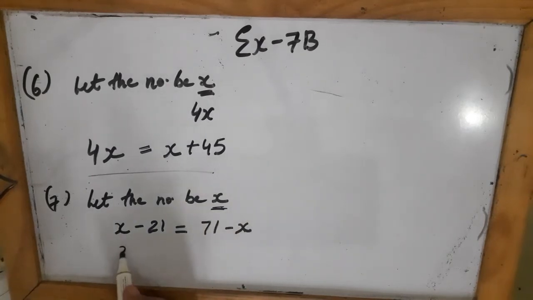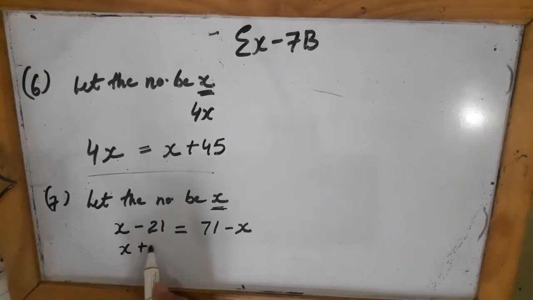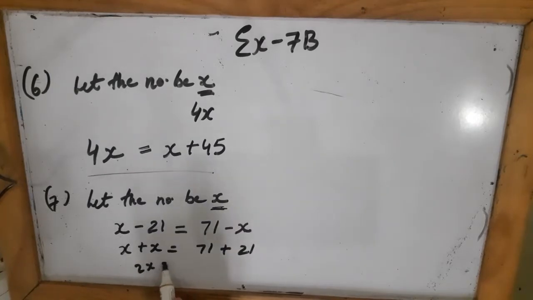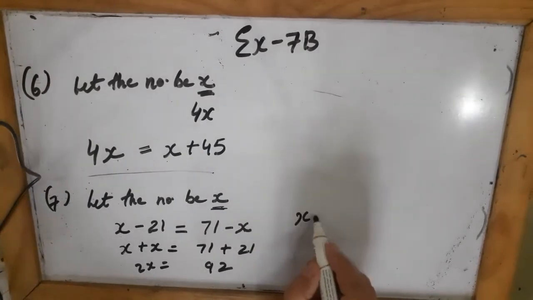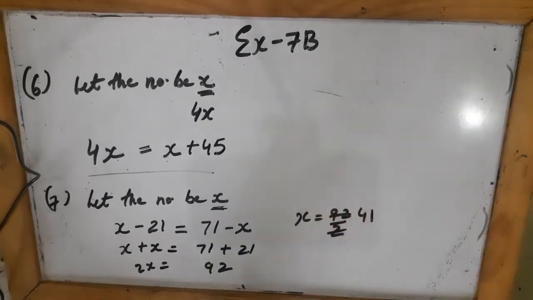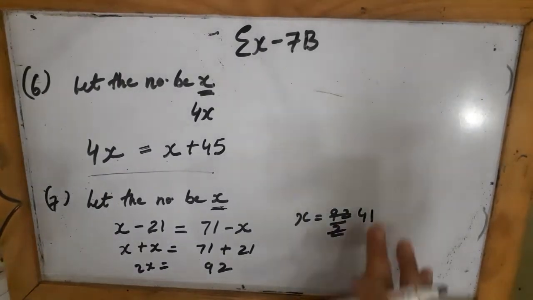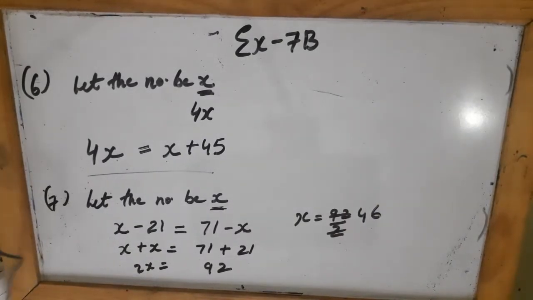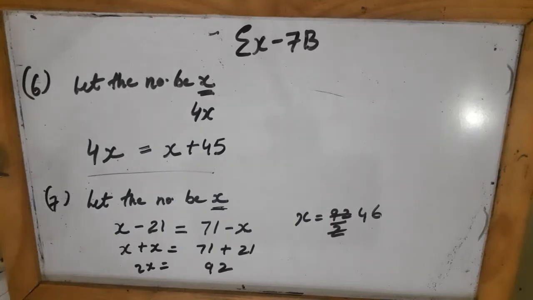Now you solve it, x and I'll shift it to here, and this will be 71 plus 21, so 2x will be 92 and x will be 92 divided by 2, 46. So what will be the answer? What is the required number? It is 46.